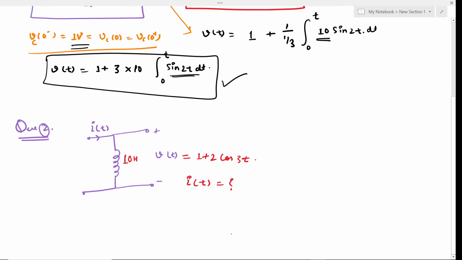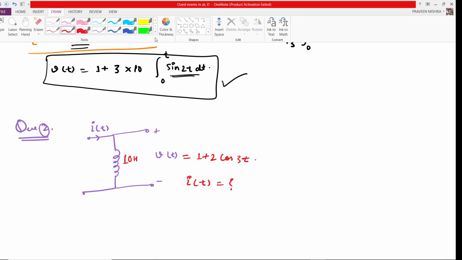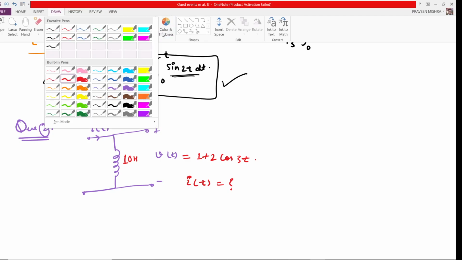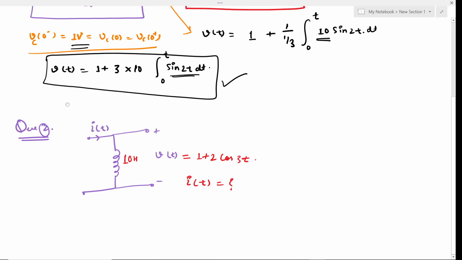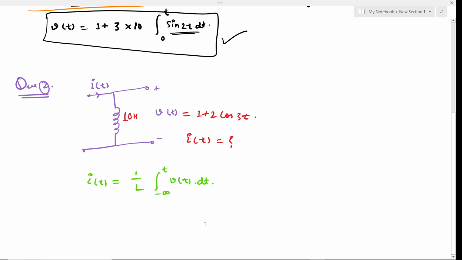While solving for i of t, first you need to understand that whenever an inductor is in the network, the formula for the current flowing through the inductor will be i of t equals 1 by L, integration from minus infinity to t of v of t into dt. You have to apply this formula, you need to remember it.